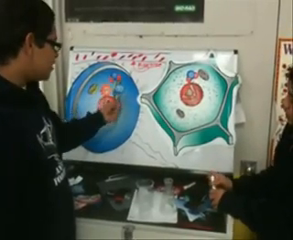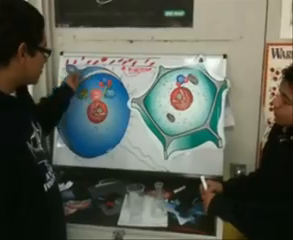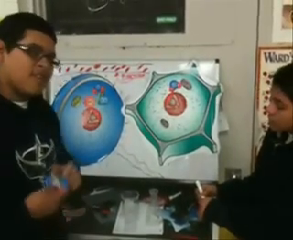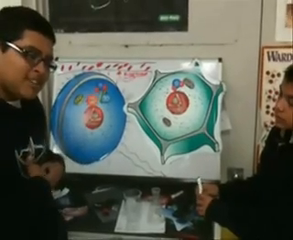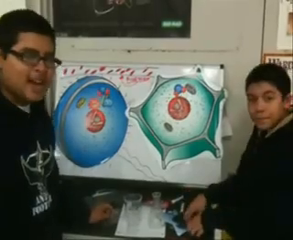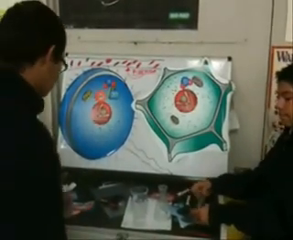And then the carbon dioxide goes out through the cell membrane, to the bloodstream, to your heart, and then to your lungs. And then that's when the gas exchange of oxygen and carbon dioxide happens, and you breathe out carbon dioxide.